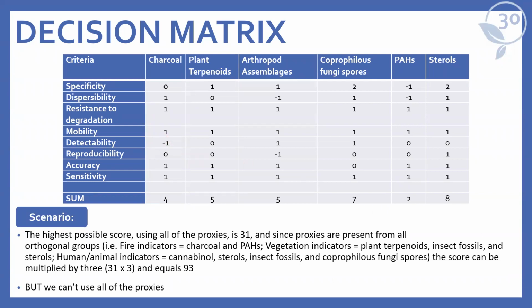Reproducibility, again, past literature has shown that charcoal is fairly reproducible. It can have some issues with deposition, and the analytical method may influence the charcoal numbers. So we're going to give it a nice neutral 0 there. Overall, though, charcoal has been shown to be a reliable indicator for fires. That has an accuracy score of 1.